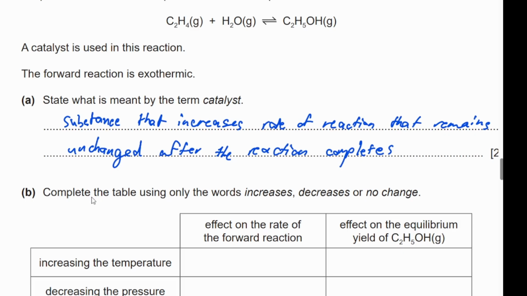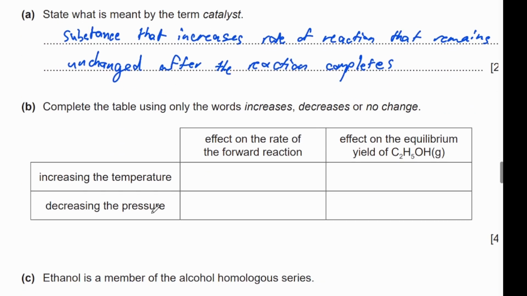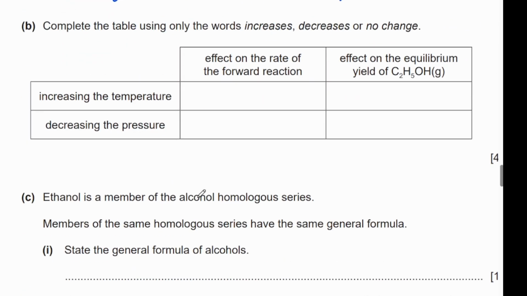Complete the table using only the words increase, decreases, or no change. So in this question we have to use Le Chatelier's principle, which states that whenever you change the environment around the system in an equilibrium, the system would want to oppose the change in the environment.